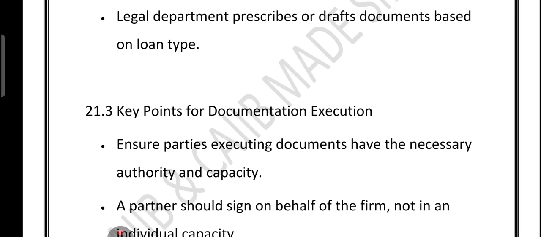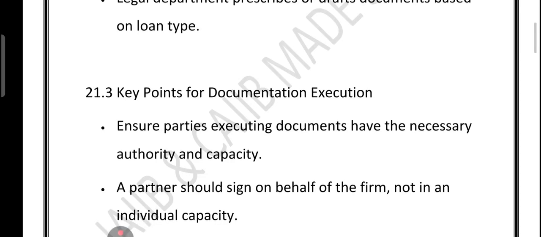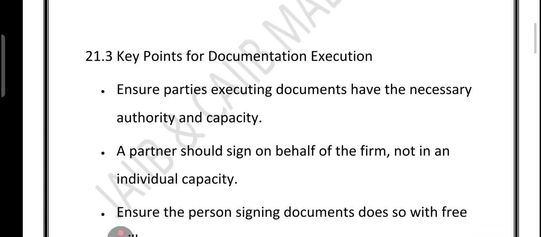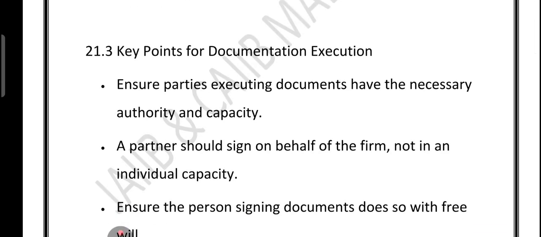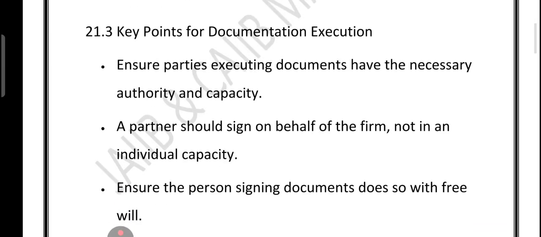Friends, we already know that proper documentation protects the bank like a legal insurance policy. But now let's talk about how these documents should be executed and why third-party guarantee sometimes comes into play. So the first point is documentation execution. That is the key rule that bank must follow.